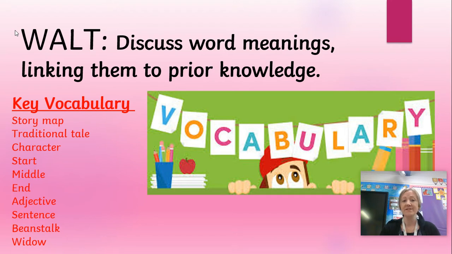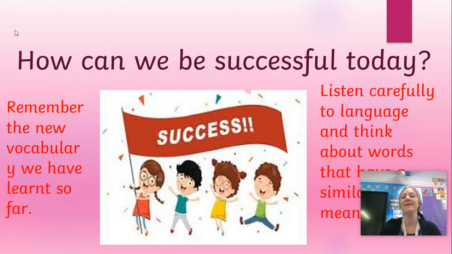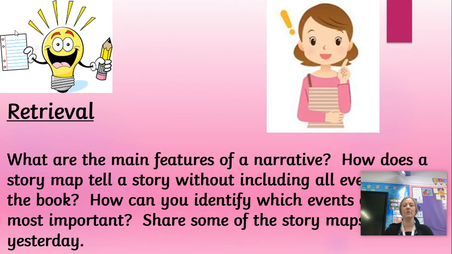So our key vocabulary so far this week has been story map, traditional tale, character, start, middle and end, adjective, sentence, beanstalk, widow, all words that if you haven't heard yet, hopefully you will, and they'll start to make more sense. So how can we be successful today? Well, we need to listen carefully to language and think about words that have a similar meaning. Remember the new vocabulary we have learnt so far. So 2 things that we really need to do to make sure we are successful.